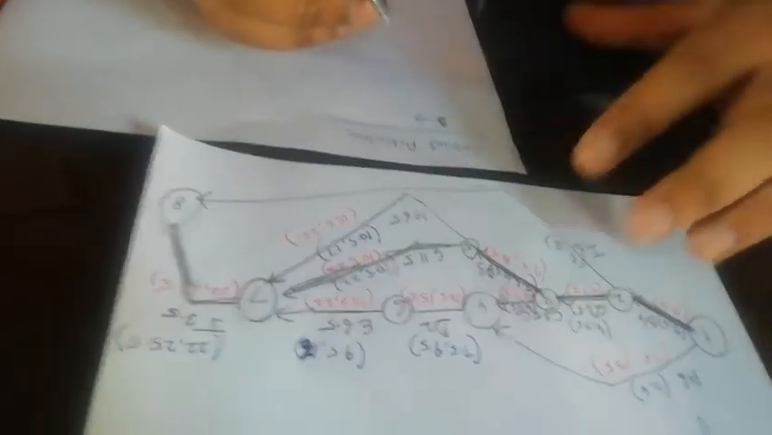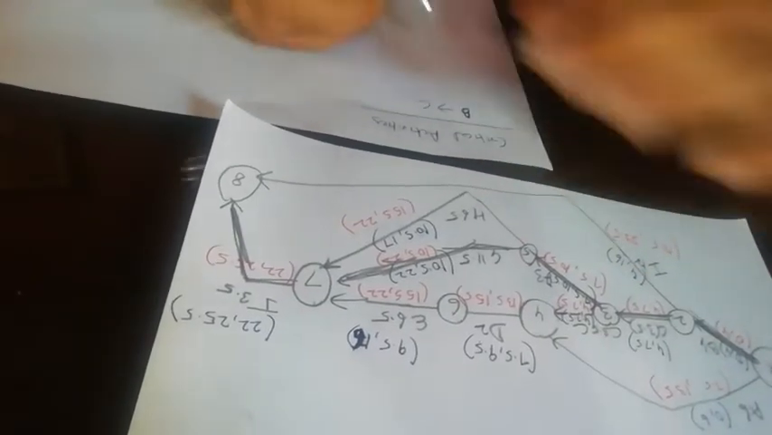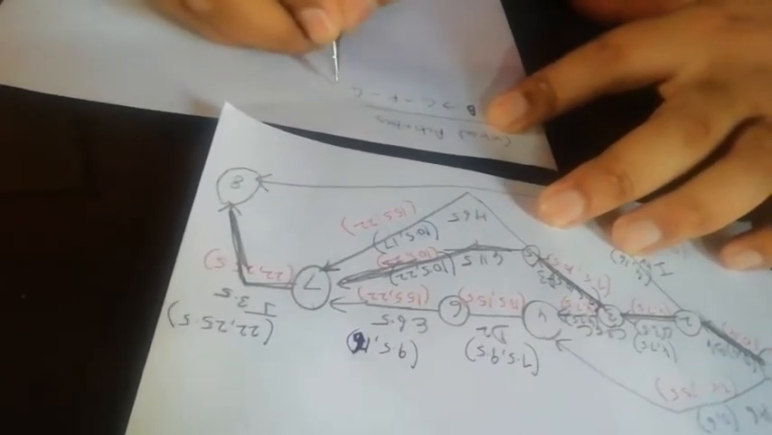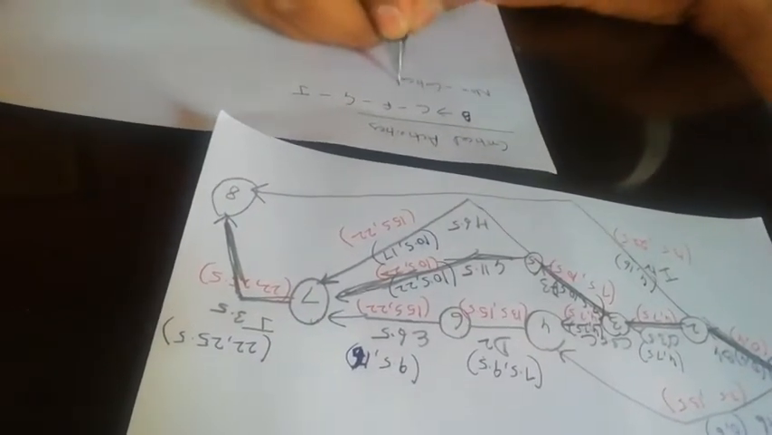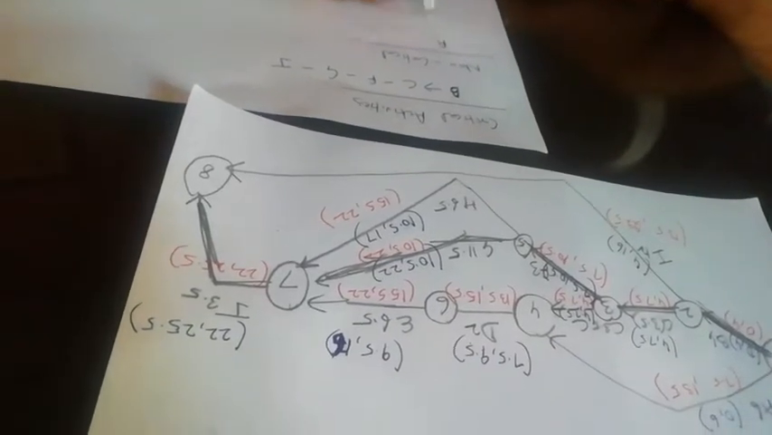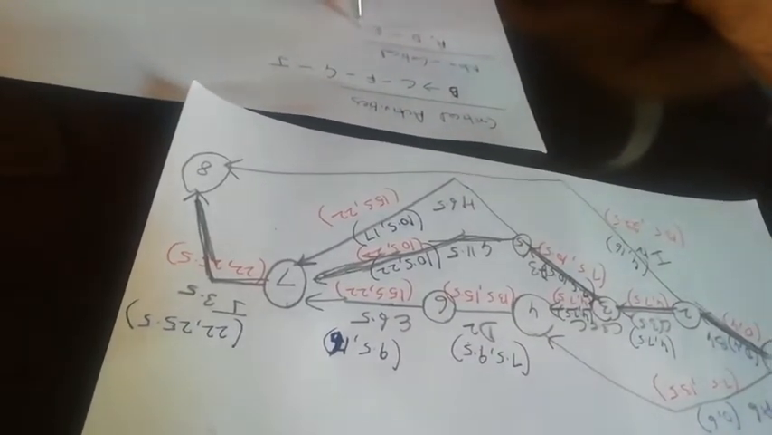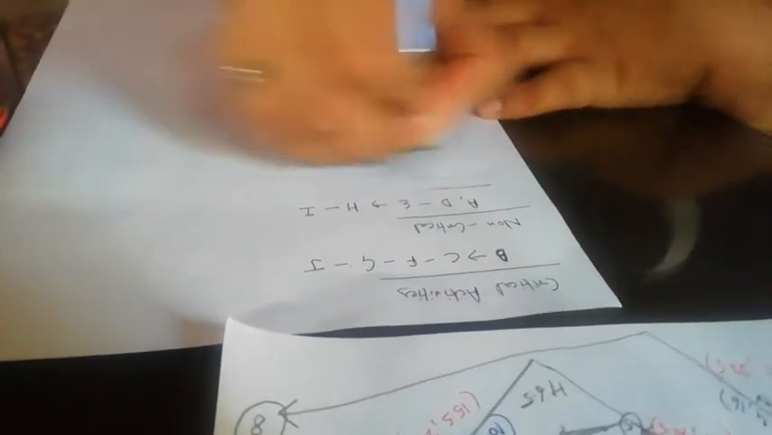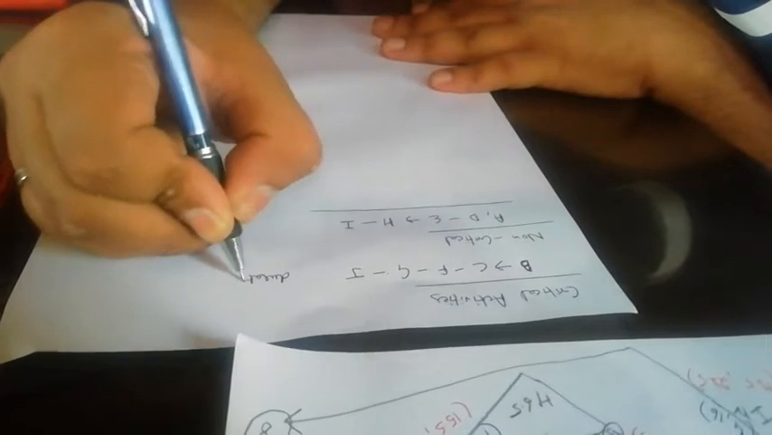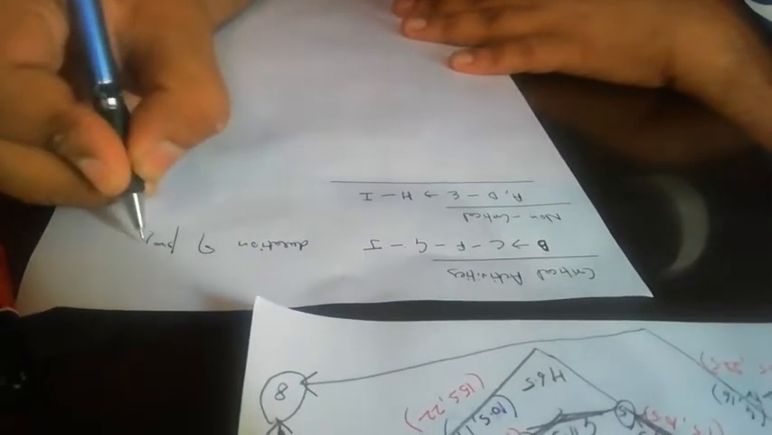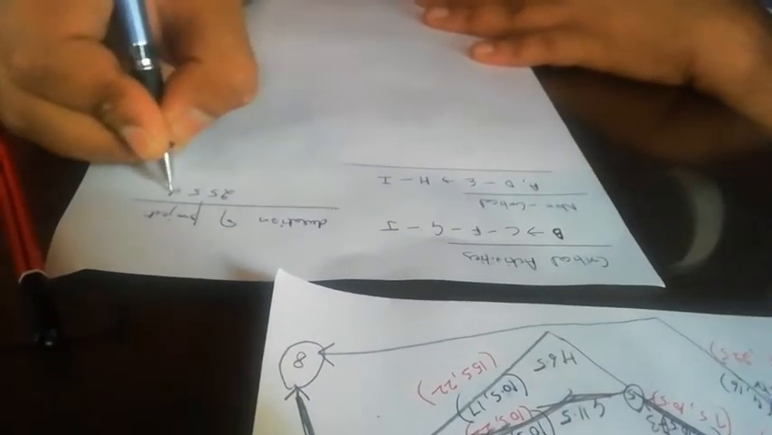The critical activities are B, then C, F, G and J. So these are the critical, and the non-critical are A, D, E, H and I. So these are the non-critical activities and these are the critical, with the duration of the project, which is the duration of the critical activities, which is 25.5 days. So this becomes the duration of the project.